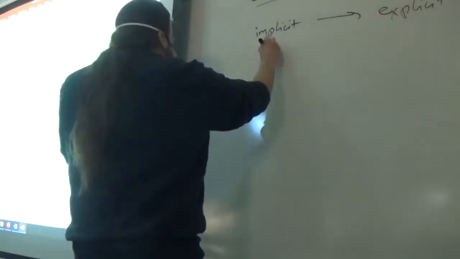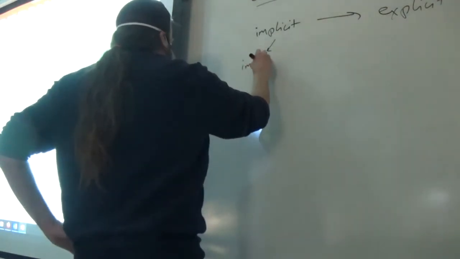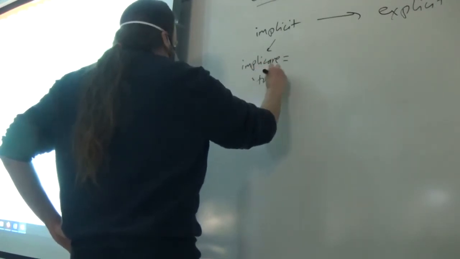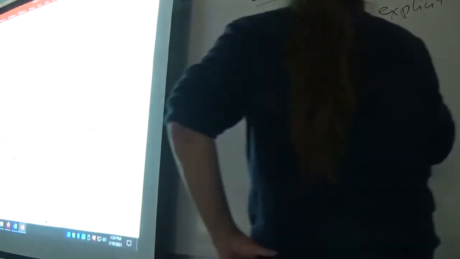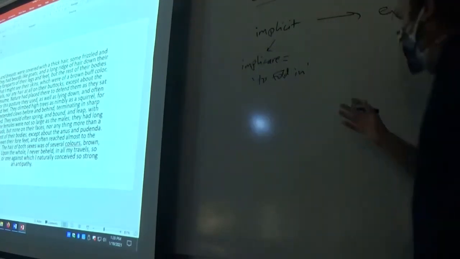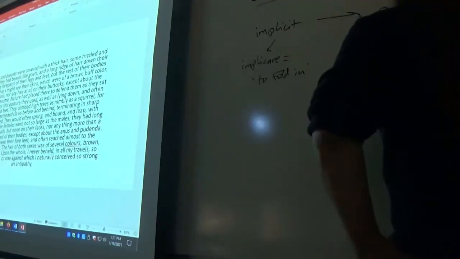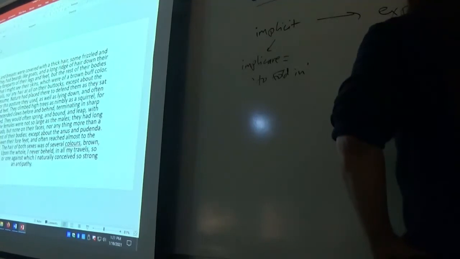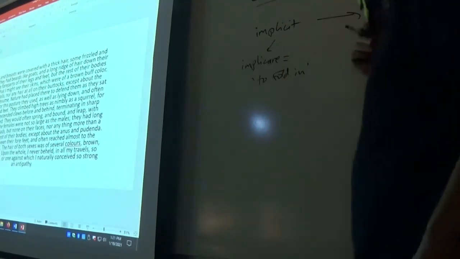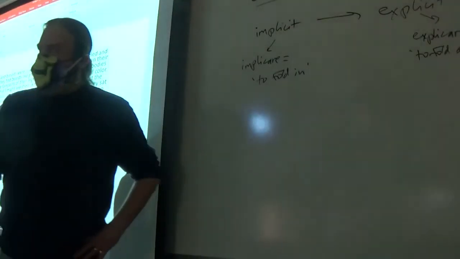Now, to clarify what I mean by implicit and explicit here, these are also words that come to us from Latin, right? Implicit comes from a word called implicare, which means to fold in. Explicit comes from explicare, which means, if implicit means to fold in, to fold out, exactly, yes. So when we talk about something being explicit in a text, the explicit is what the text says openly and unquestionably, right?